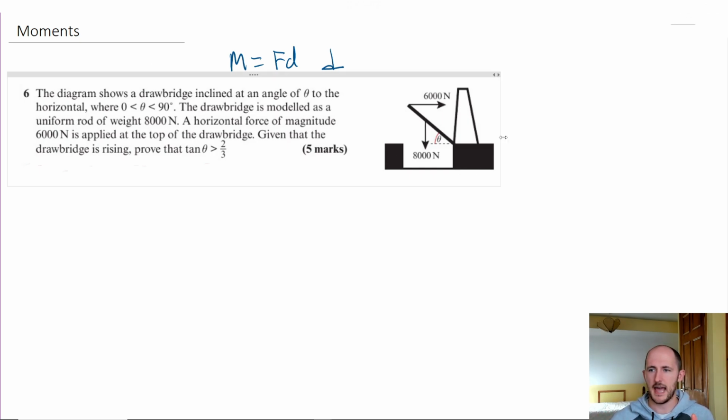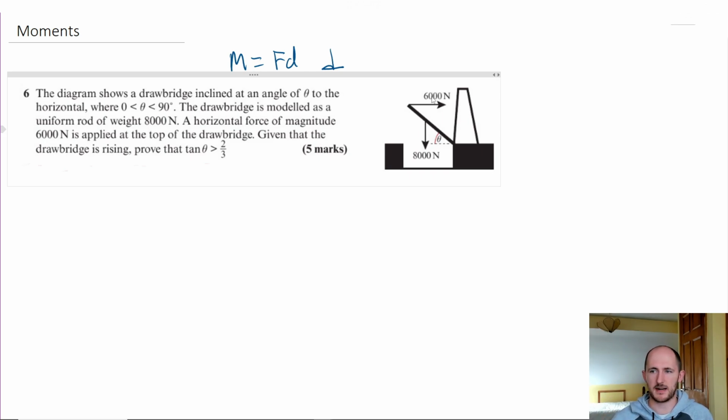So here we have a drawbridge and it's being inclined at an angle of theta, where theta is between 0 and 90, which makes sense because the drawbridge will be fully up here. You don't want to go beyond that because there's no point. And the actual drawbridge itself is a uniform rod with a weight of 8,000 newtons. Uniform means that the weight acts at the very middle of the beam. So in other words, either side of this, let's say if it's a 10 meter long beam, the first part is 5 meters and the second part is 5 meters as well, because it's right in the middle.